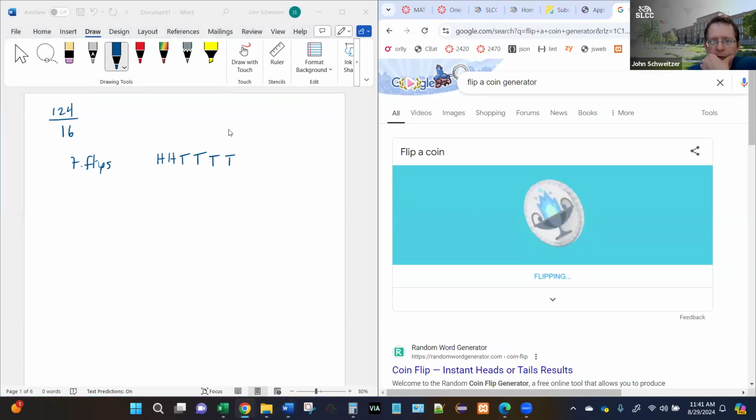Here's my 7th flip. Tails. Okay, so I'm not interested in the order in which you got it. I'm just interested in the total number of heads that you got. Mine is 2. So I had 2 heads.